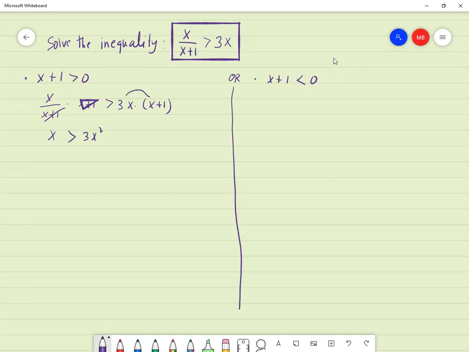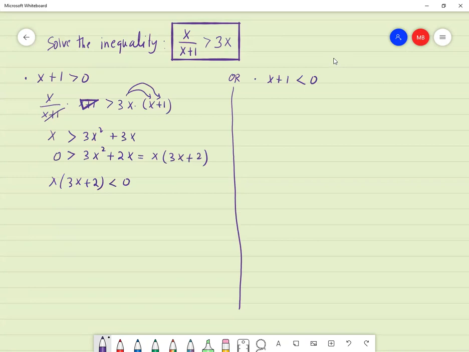Now we have to distribute this, plus the 3x. So you can subtract x from both sides, and you get 0 is greater than 3x squared plus, you subtract x, 3x minus x, you get 2x. I'm going to write this on the left side, and also factor this one. This is actually x times 3x plus 2. So this means x times 3x plus 2 is less than 0.